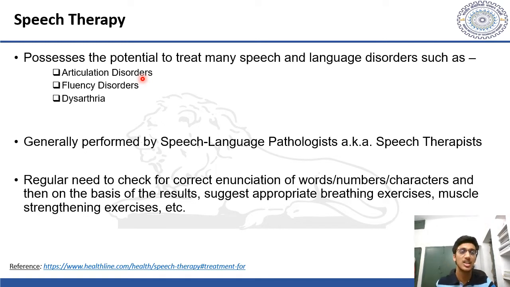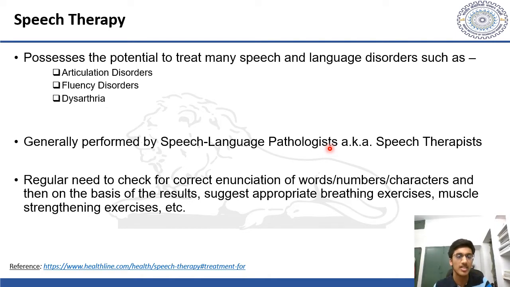stuttering, and dyslexia, which is characterized by slow or slurred speech due to an inability to control the muscles which are used for speaking. And dyslexia is essentially commonly seen in people suffering from nervous system disorders, for example, in people suffering from Parkinsonism. Speech therapy is generally performed by experts in this field, referred to as the speech language pathologists, also known as the speech therapists.